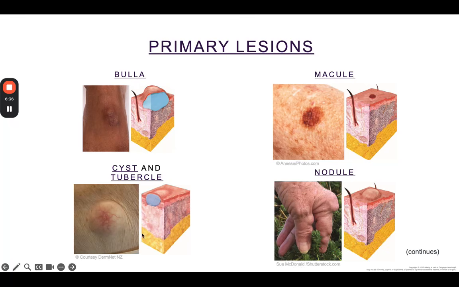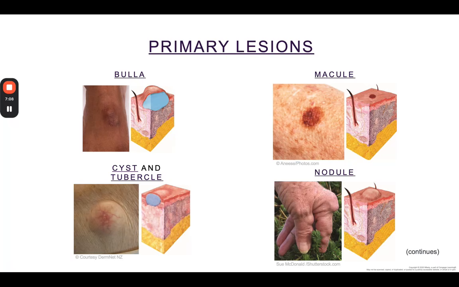Next, we have a cyst or a tubercle. These are closed, abnormally developed sacs that contain pus, semi-fluid, or morbid matter above or below the skin. A cyst can be drained of fluid and a tubercle cannot. Either way, both of these require medical referral.